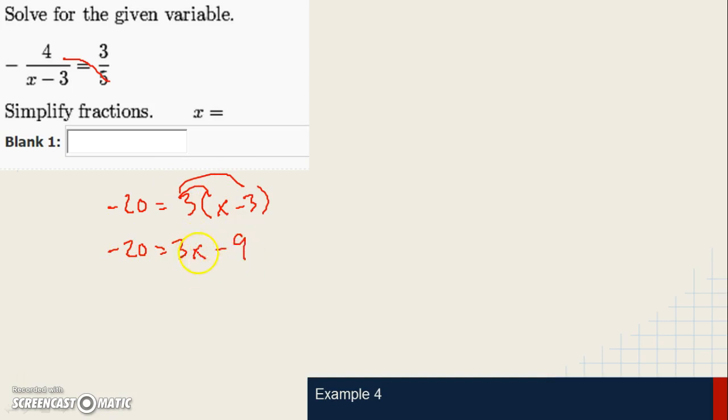Now I have a two-step equation, my first step being add 9 to both sides to eliminate the 9 that's being subtracted to x, and I have -11 equals 3x. I'm going to divide the 3 that's being multiplied, and I'm left with x equals -11 over 3. And when I come up here, I'm going to make sure that I type in the negative first, then 11 over 3.